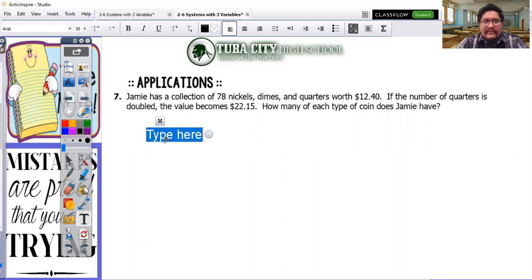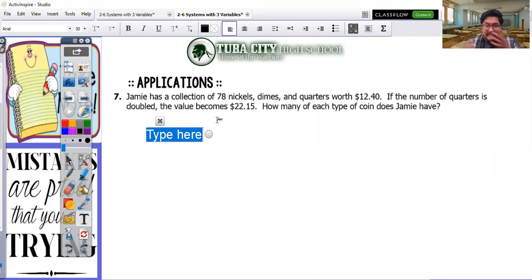Has a collection of 78 nickels, dimes, and quarters worth $12.40. Okay, that's pretty straightforward, the introduction statement. And the body statement here says if the number of quarters doubled, the value becomes $22.15. How many of each type of coin does Jamie have? Okay, that seems kind of weird because there's only 2 sentences that have numbers in them. So that last one was very straightforward. Some of these you will have to do a little bit of thinking about.